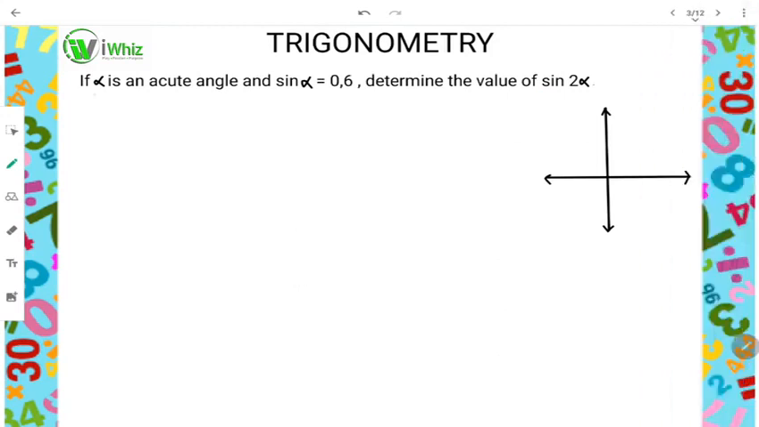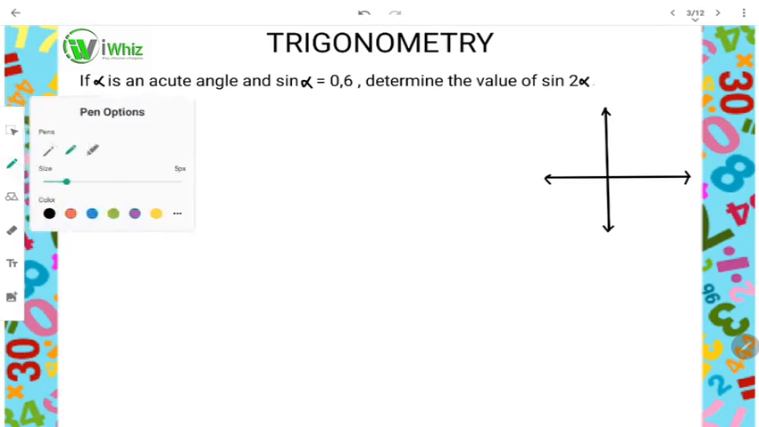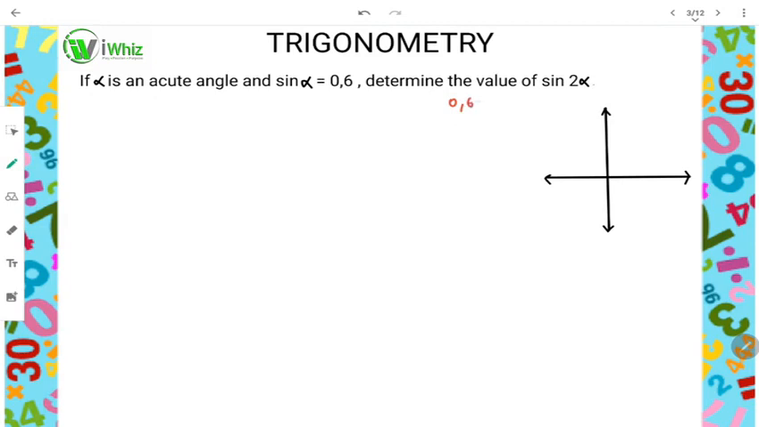It says, if alpha is an acute angle and sine alpha is equal to 0,6, determine the value of sine 2 alpha without the use of a calculator. What is my first step? My first step is always draw a sketch. In order for us to draw the sketch, we need to convert. If I convert 0,6 to a fraction, I should end up with 6 over 10.